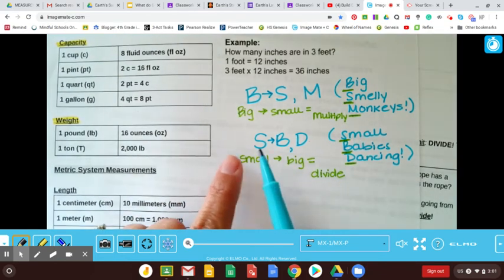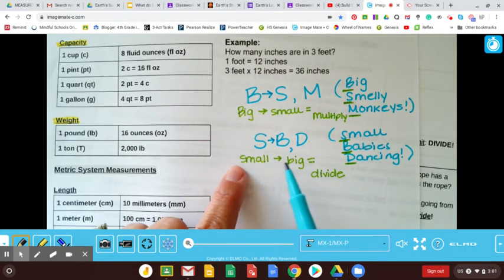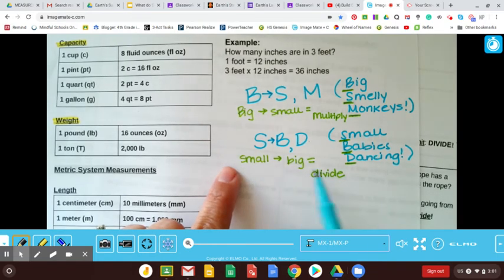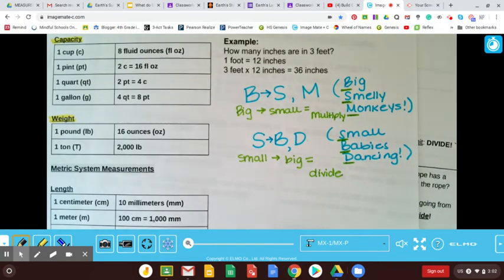But sometimes we have to go from a smaller unit of measurement to a bigger one. SBD, right? So when we go from small to big, you're going to divide. And an acronym to remember that by is SBD, small babies dancing. It's a way to remember it. So picture in your head some little tiny babies, and they're dancing away. Kind of a good visual to have.